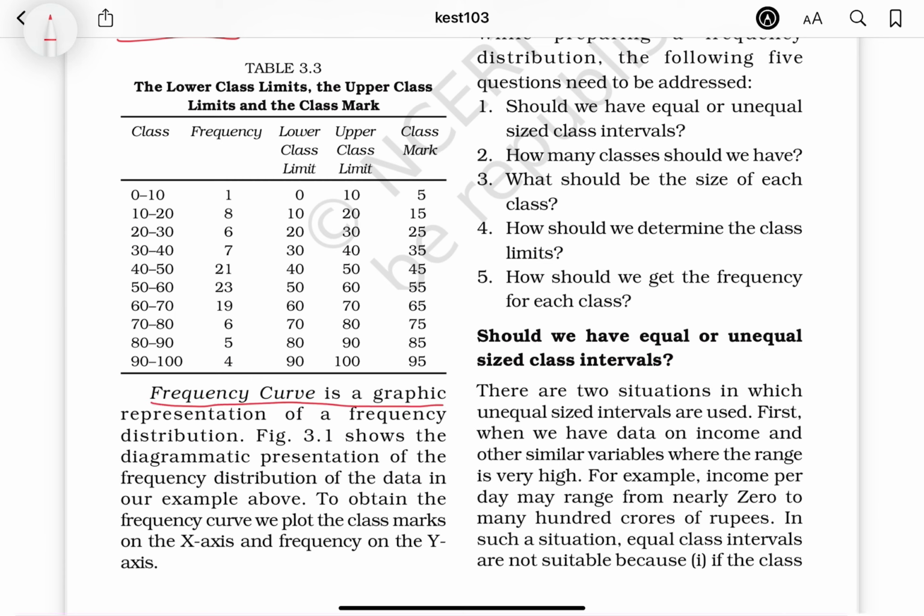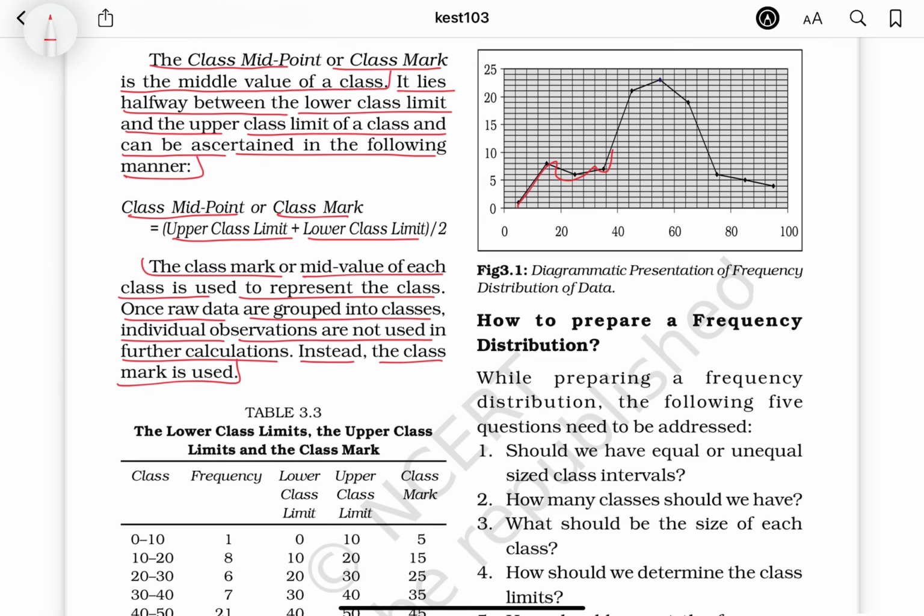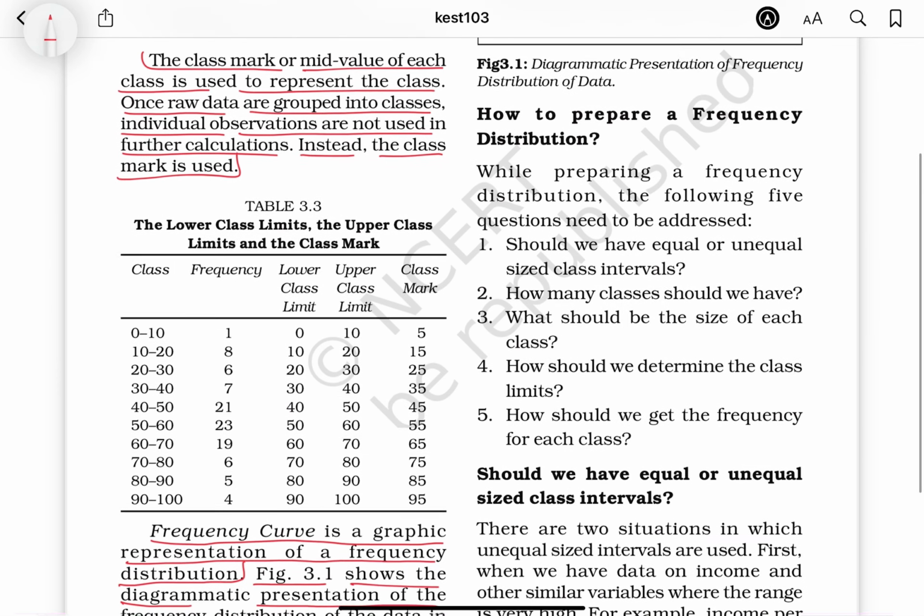Frequency curve is a graphic representation of a frequency distribution. Figure 3.1 shows the diagrammatic presentation of the frequency distribution of the data in our example above. To obtain the frequency curve, we plot the class marks on the x-axis and frequency on the y-axis.